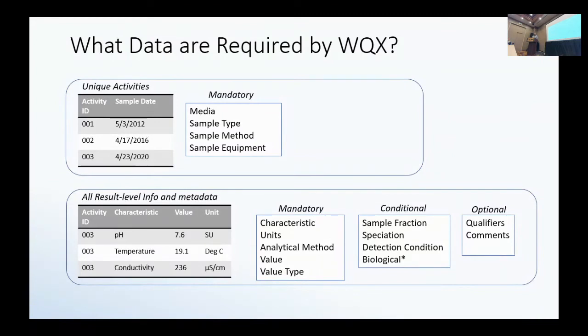And then I have a biological flag there because, of course, if you start to submit biological data, it opens up a whole other set of fields that we need to describe that: fish length, how many were in the group, what was the species, so on and so forth.